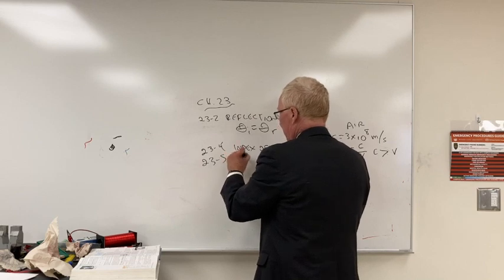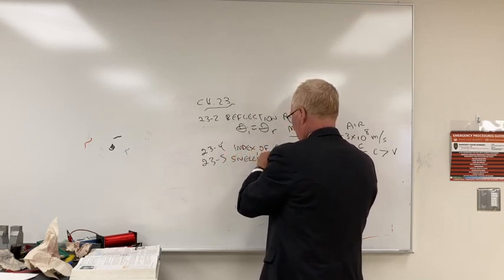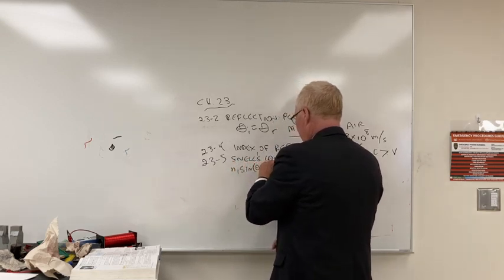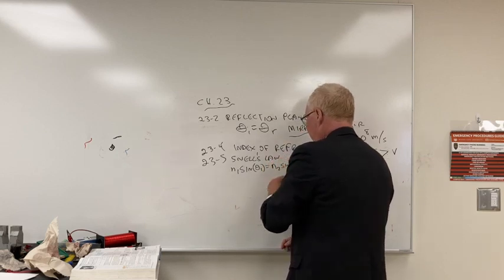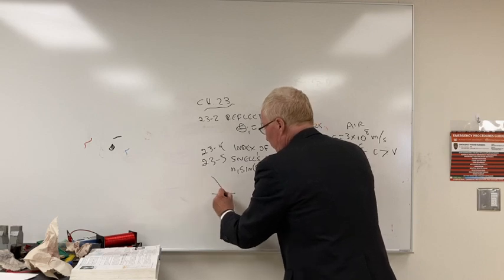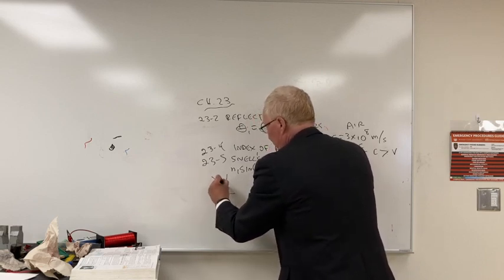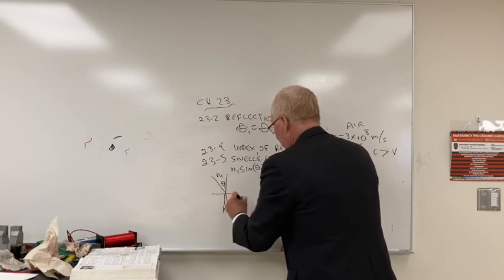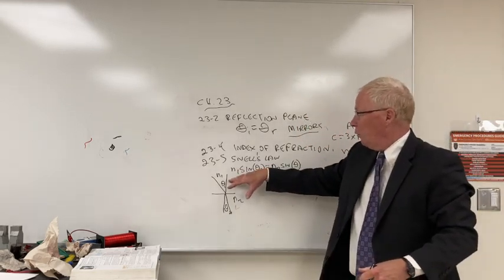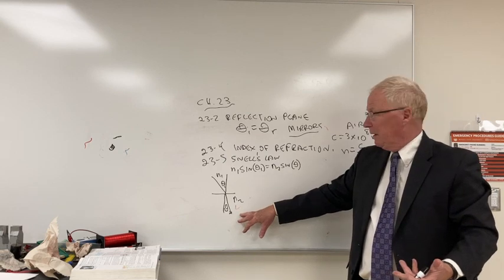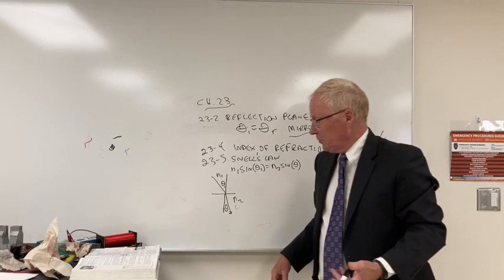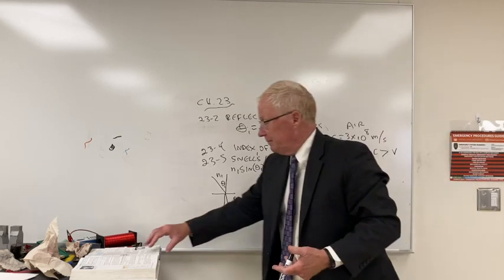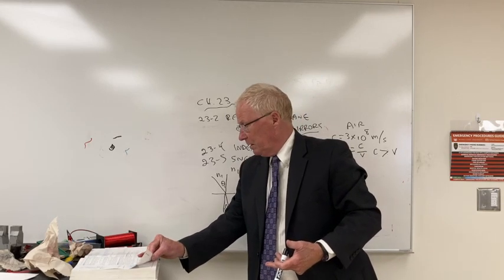Snell's law. We went through that: n1 sine theta 1 equals n2 sine theta 2, where again the angles are measured relative to the perpendicular, to the normal. n1 is where we start, n2 is where you end up. So that's Snell's law.